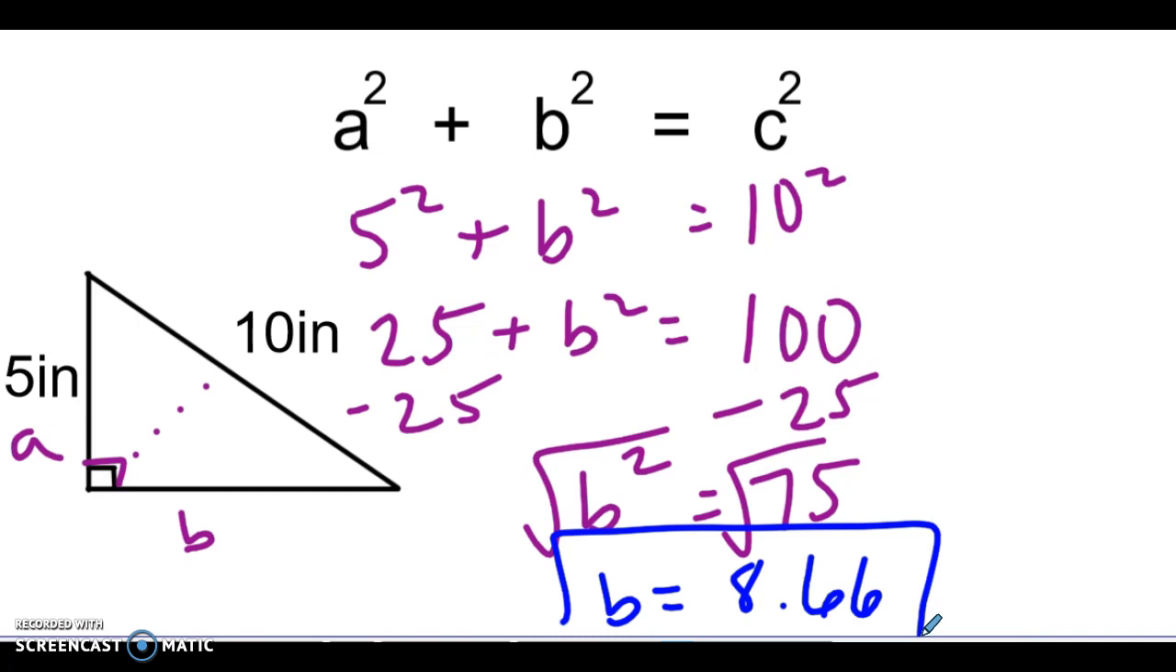And then just check your answer. Would it make sense that 8.66 is the side here? Yes, it is, because 10 is our long side. And your numbers are kind of not too far off. Okay, there you go. That is how to solve for a missing leg of a right triangle using the Pythagorean theorem.